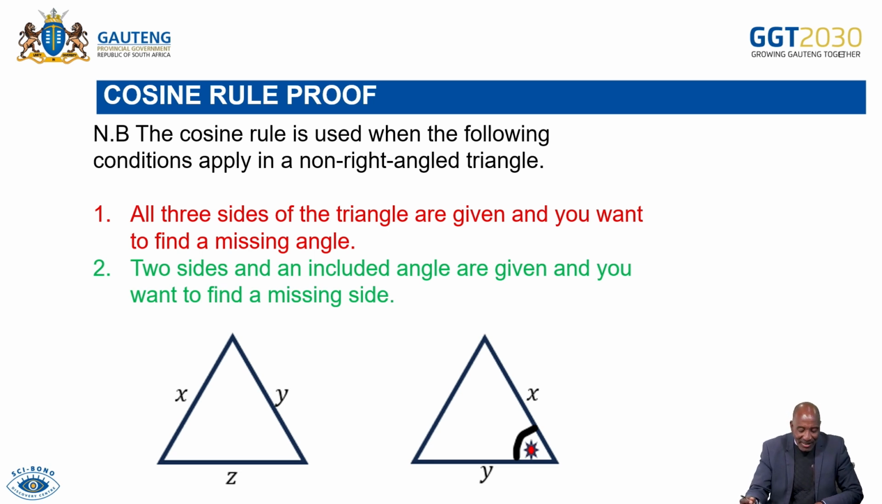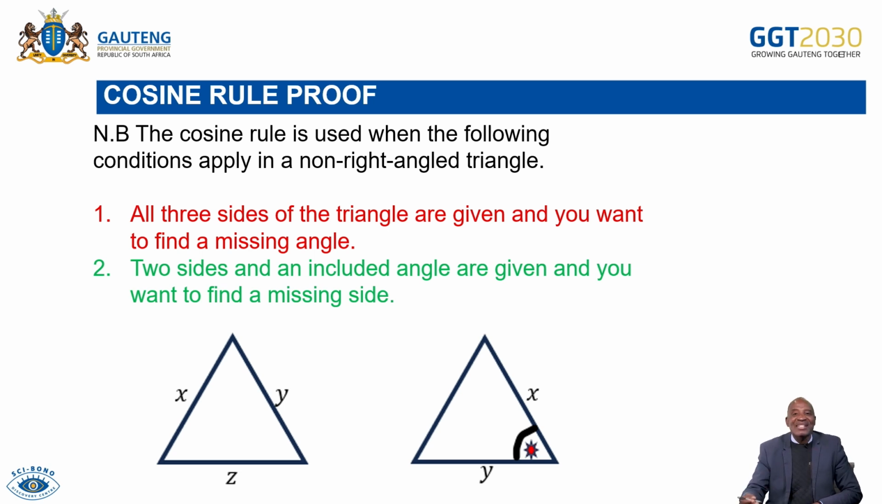Then the question is, when do we use the cosine rule? We use the cosine rule when all three sides are given, or when two sides and an angle between them is given. This is where the sine rule fails us.